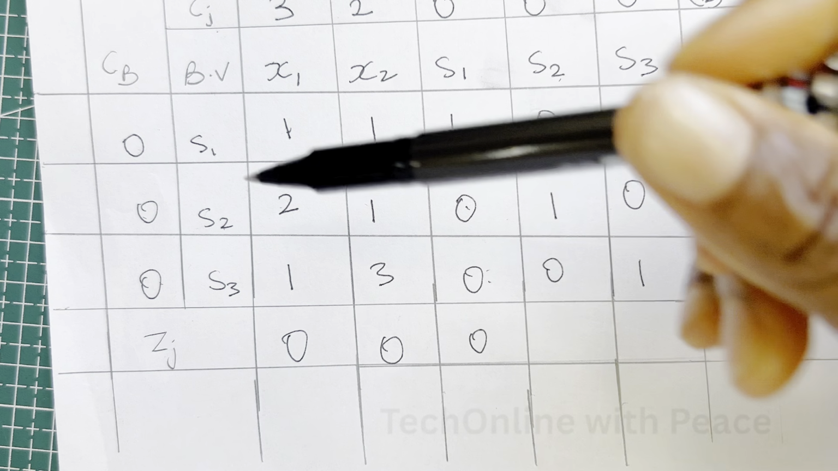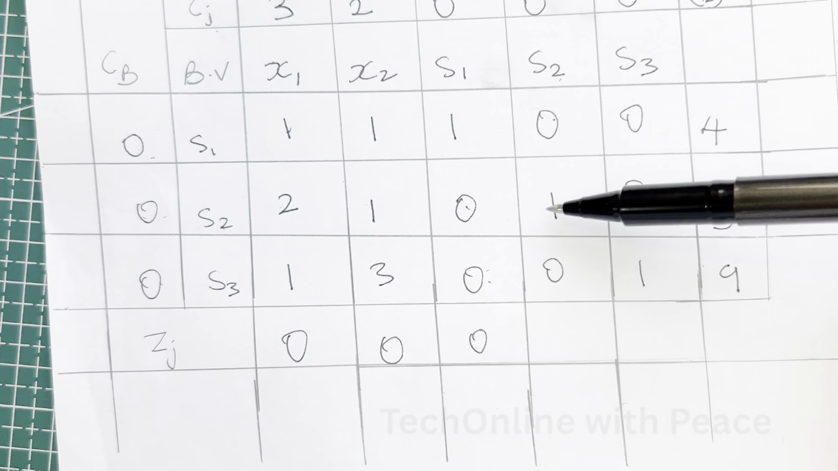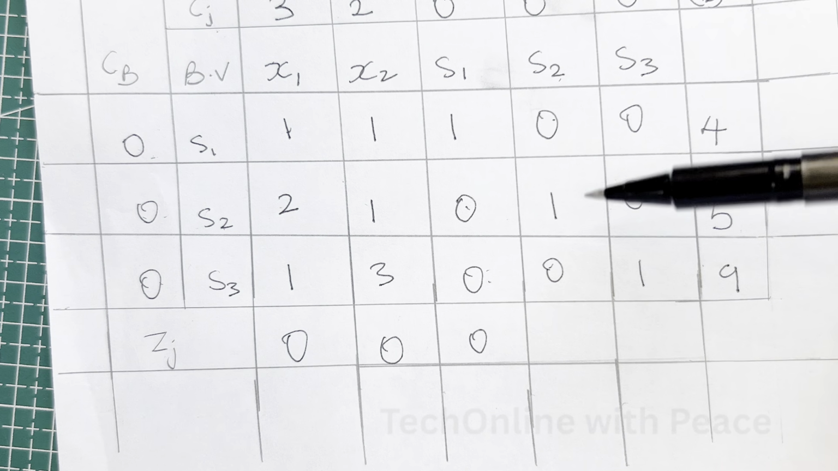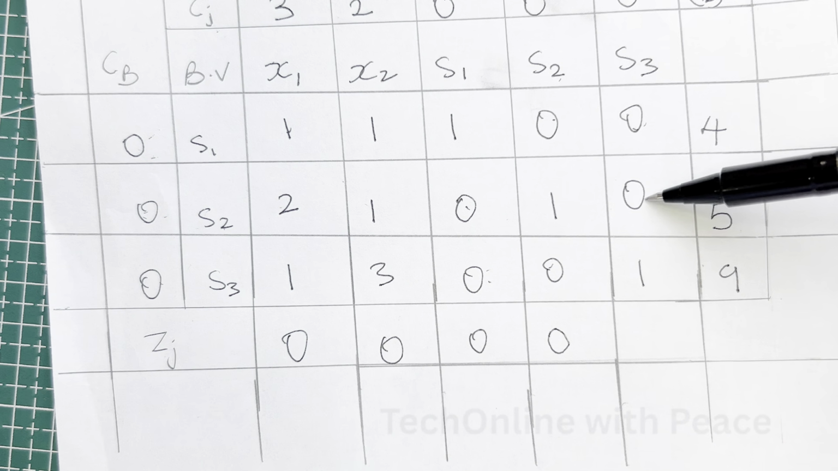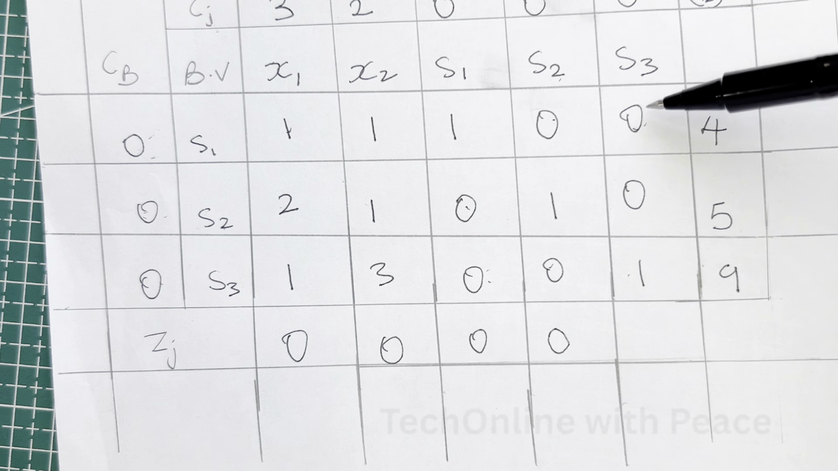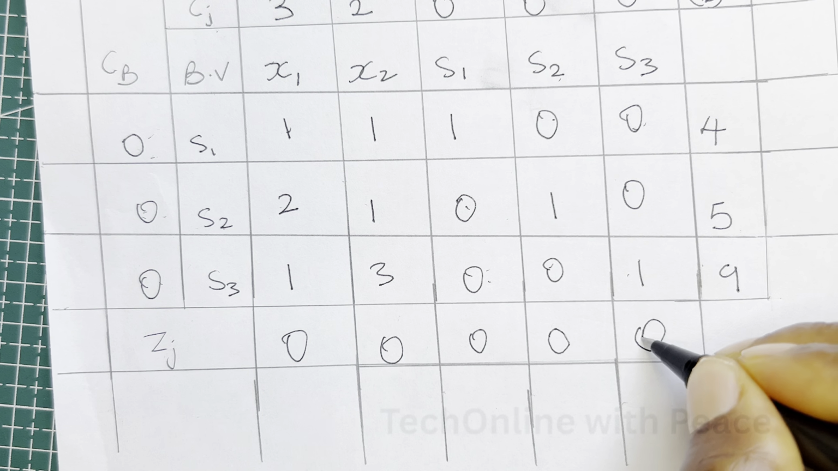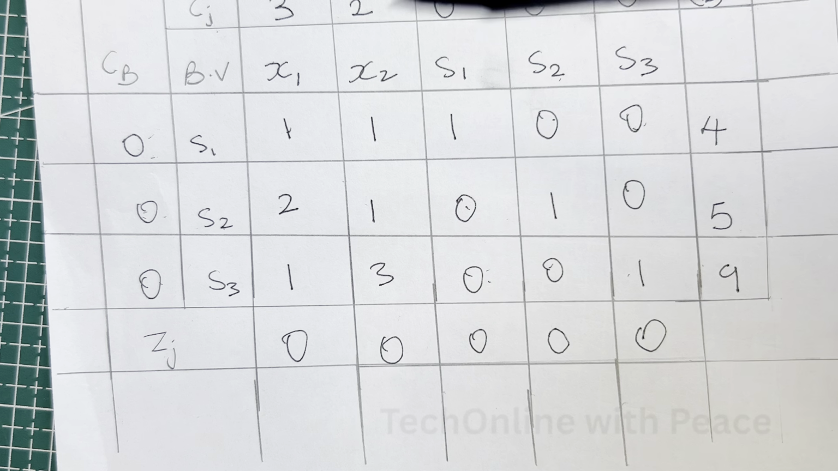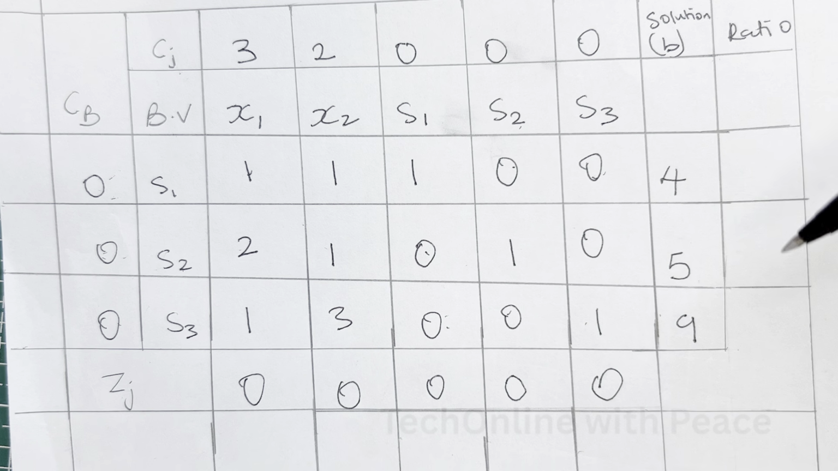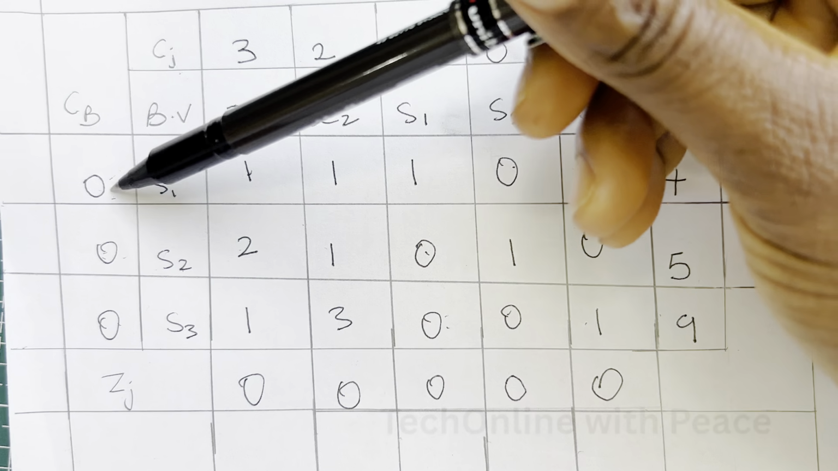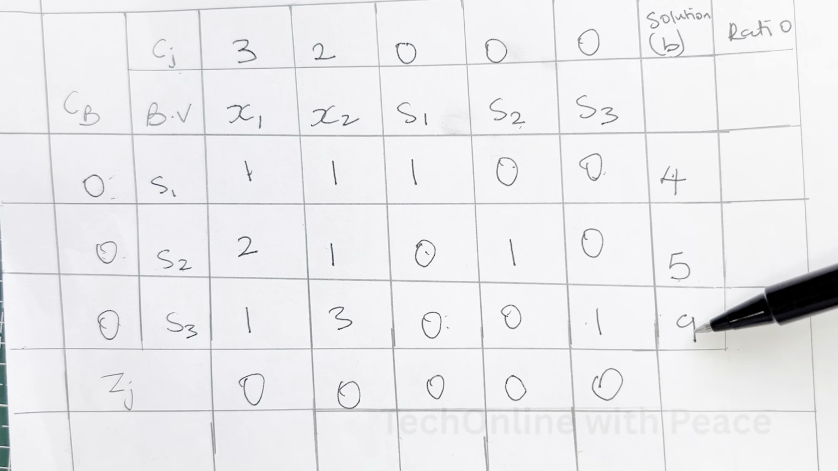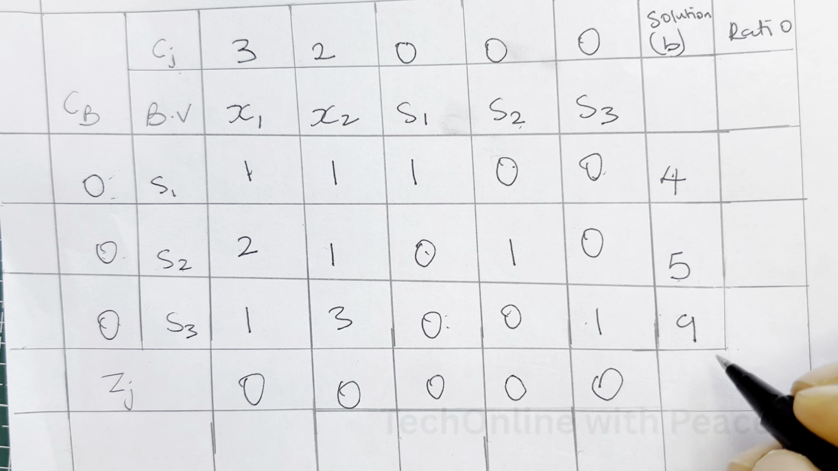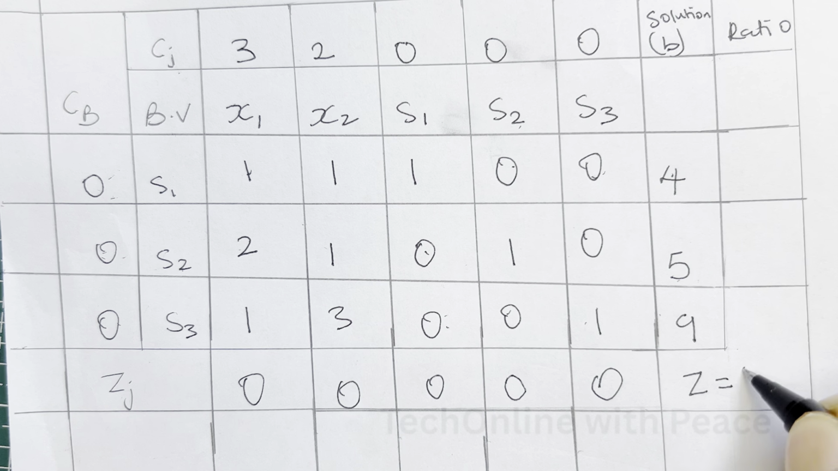For x2, 0 times 0, 0, 0 times 1, 0, 0 times 0, 0. We sum everything, we have 0. For x3, 0 times 0, 0, 0 times 0, 0, 0 times 1, 0. So we sum everything, we still have 0. Next, we can also do this for b. I'll tell you why it's necessary to do it for b. 0 times 4, 0, 0 times 5, 0, 0 times 9, 0. When we sum everything, we have 0. Let's say our z here is 0.